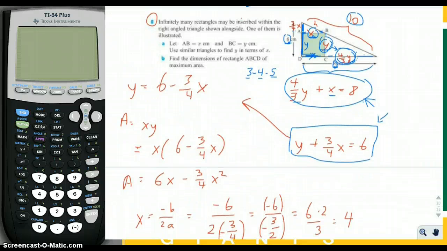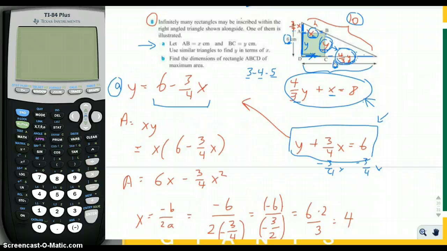But we are going to do the first part, which is use similar triangles to find y in terms of x. So y equals 6 minus 3/4 x. All we did was subtract 3/4 x from both sides. Okay? So y equals 6 minus 3/4 x, and so we finished A. B says, find the dimensions of the rectangle ABCD of maximum area.